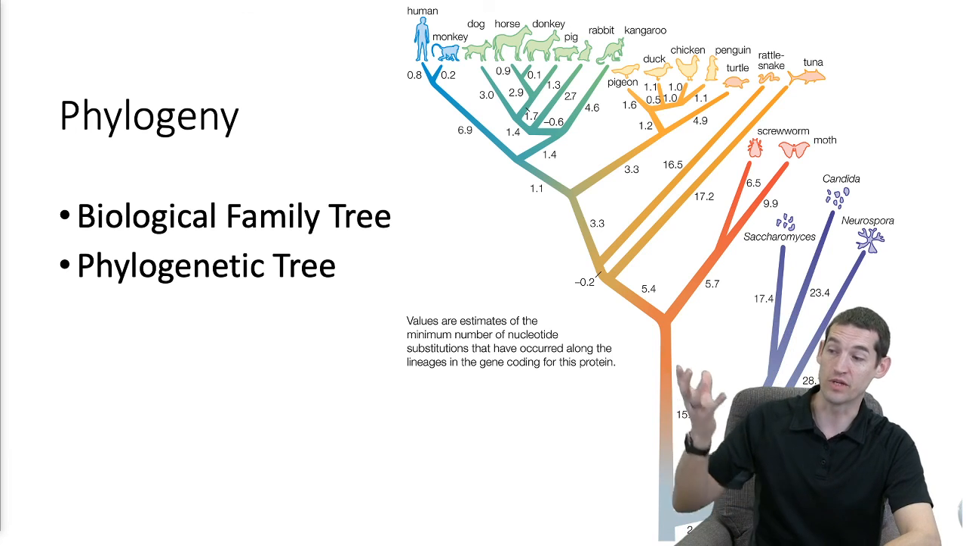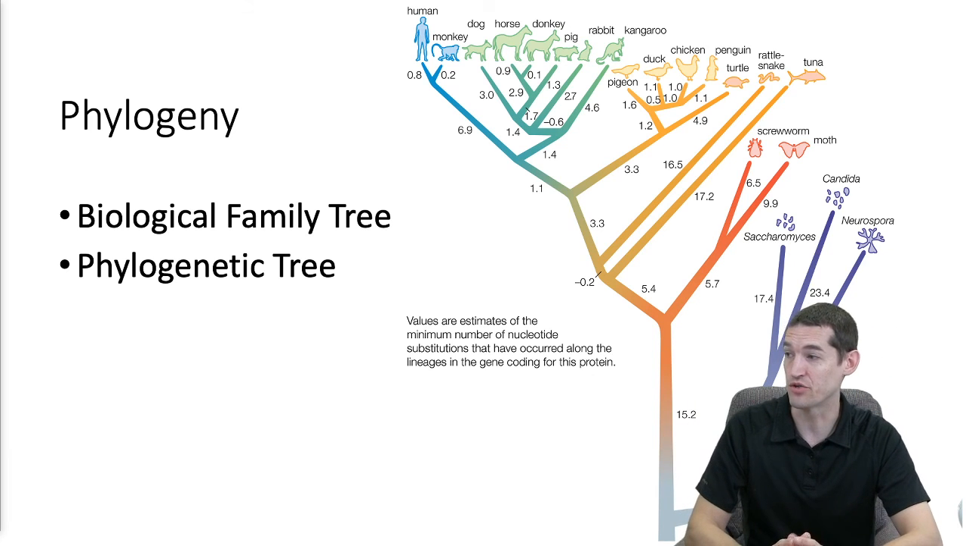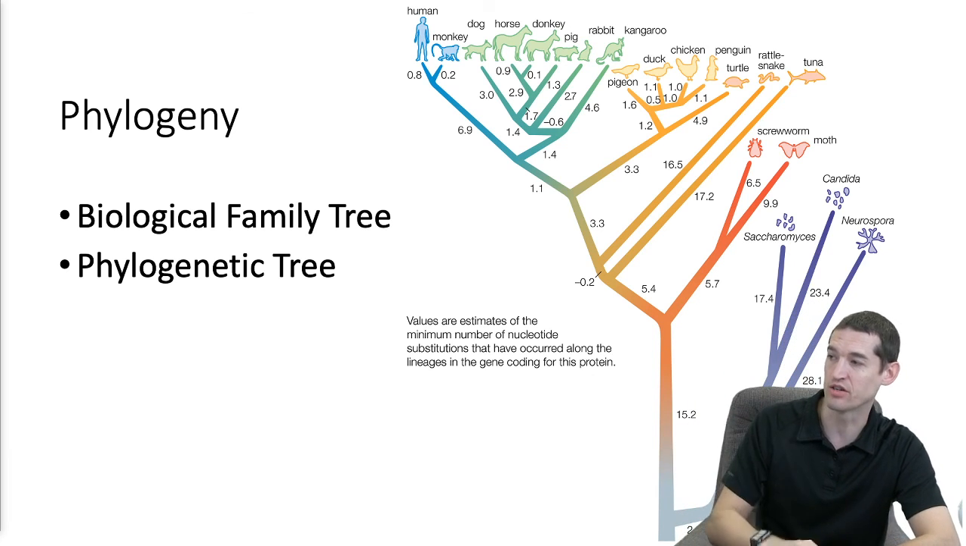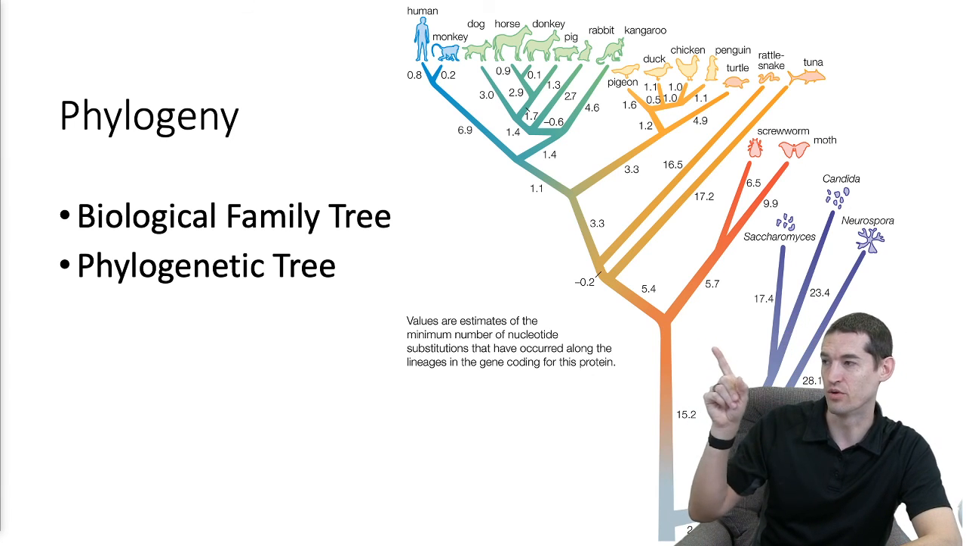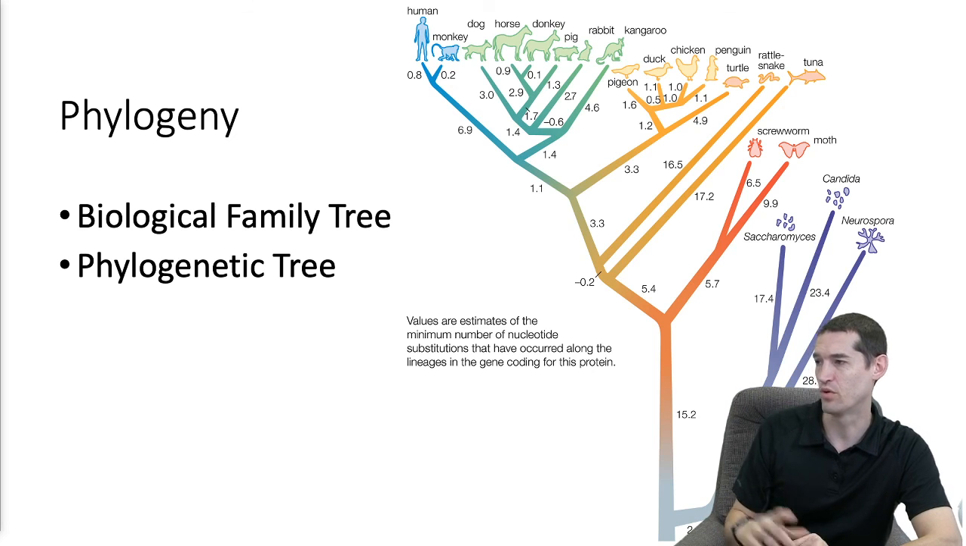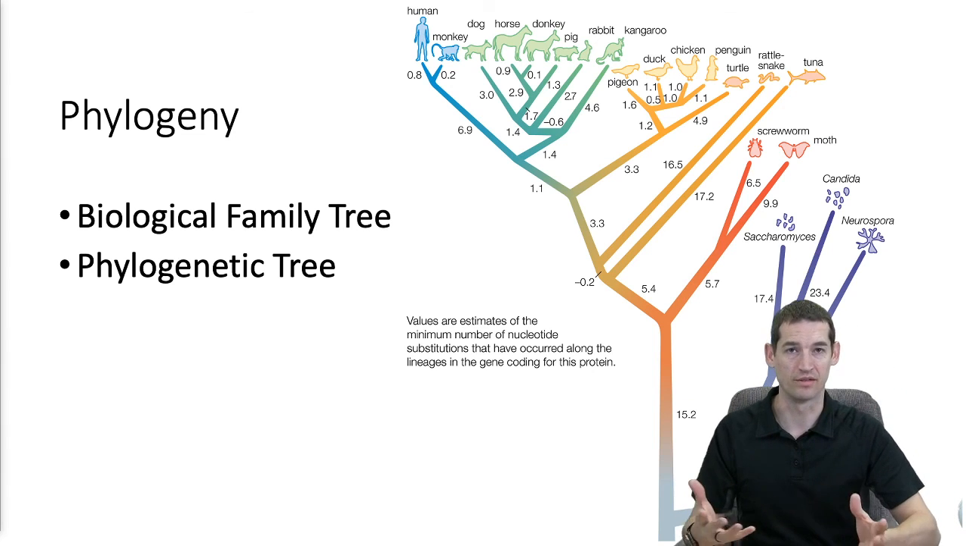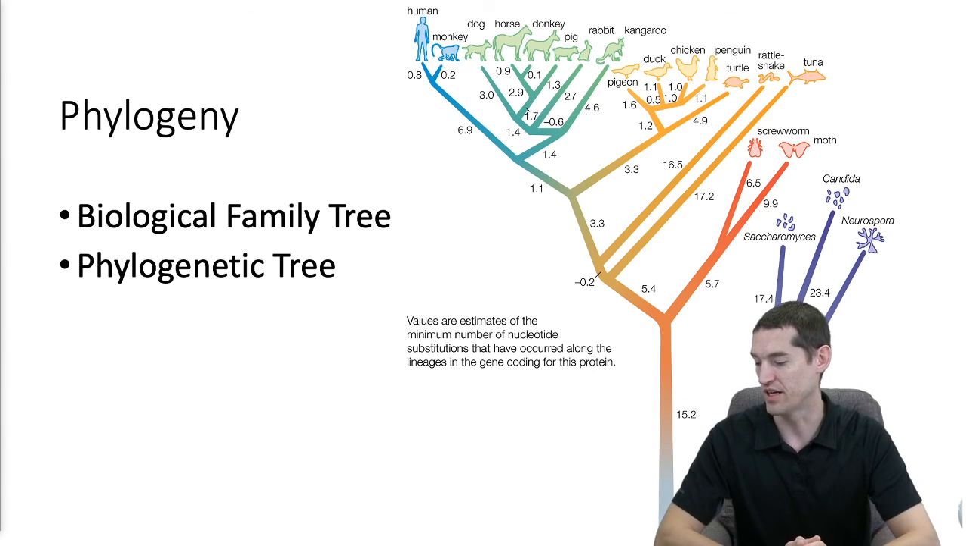So in the end, though, we end up with this biological family tree that says, well, a horse and a donkey are really closely related, but they're not as closely related as the horse and the pig, or the horse and the rabbit, etc. So that's a phylogeny.